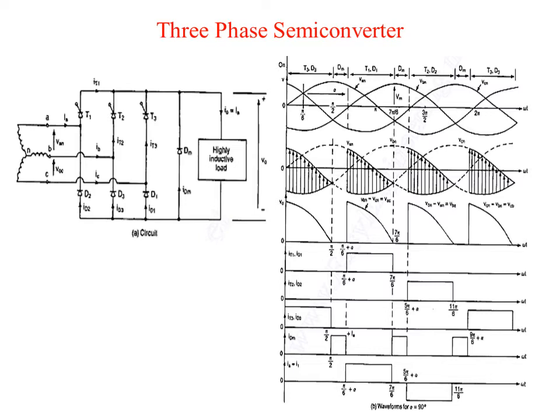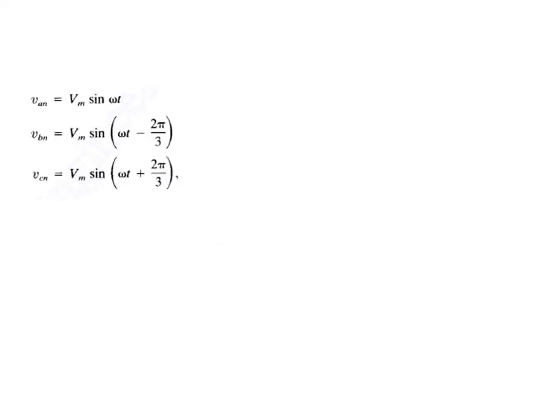So if you consider this duration, that is from pi by 6 to 7 pi by 6, that is when thyristor T1 is fired at omega t is equal to pi by 6 plus alpha, then we can calculate the line neutral voltages, and it is given by VAN is equal to Vm sin omega t, VBN is equal to Vm sin omega t minus 2 pi by 3, and VCN is equal to Vm sin omega t plus 2 pi by 3. So these are the line neutral voltages for three phases, that is VAN, VBN and VCN.